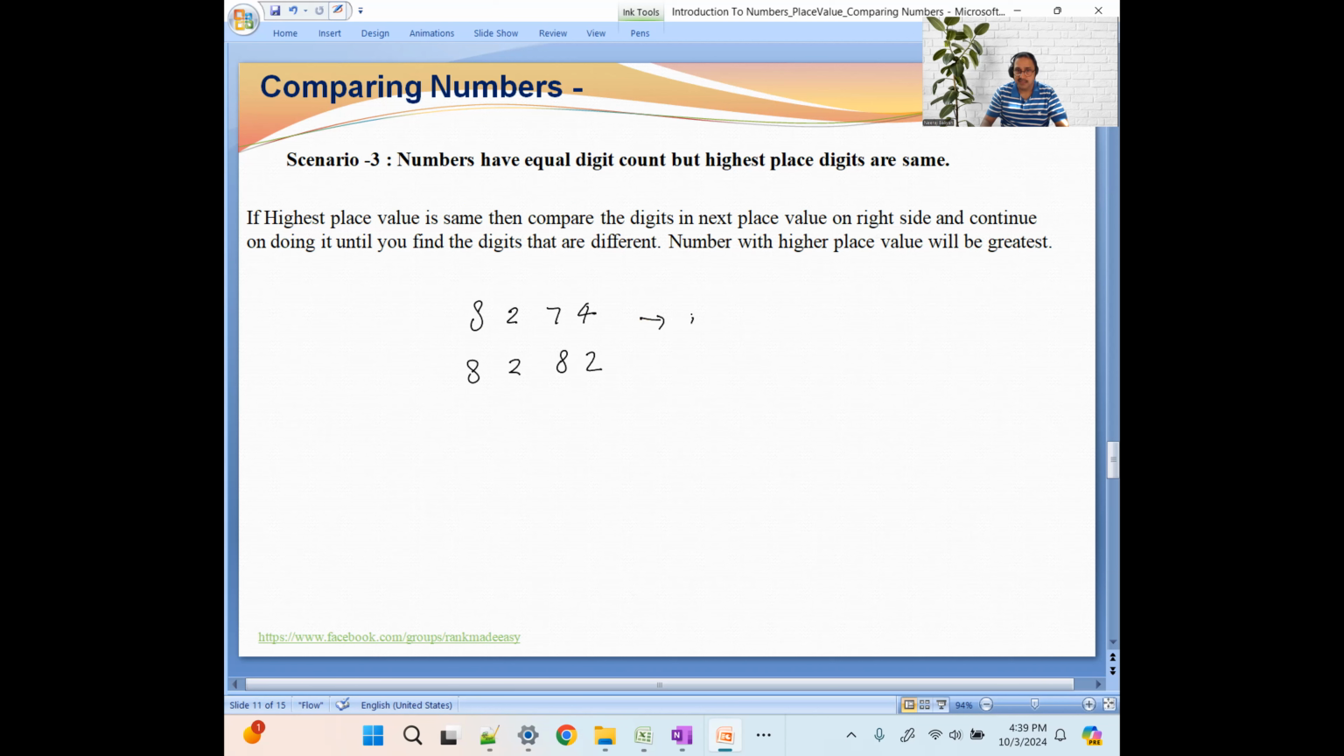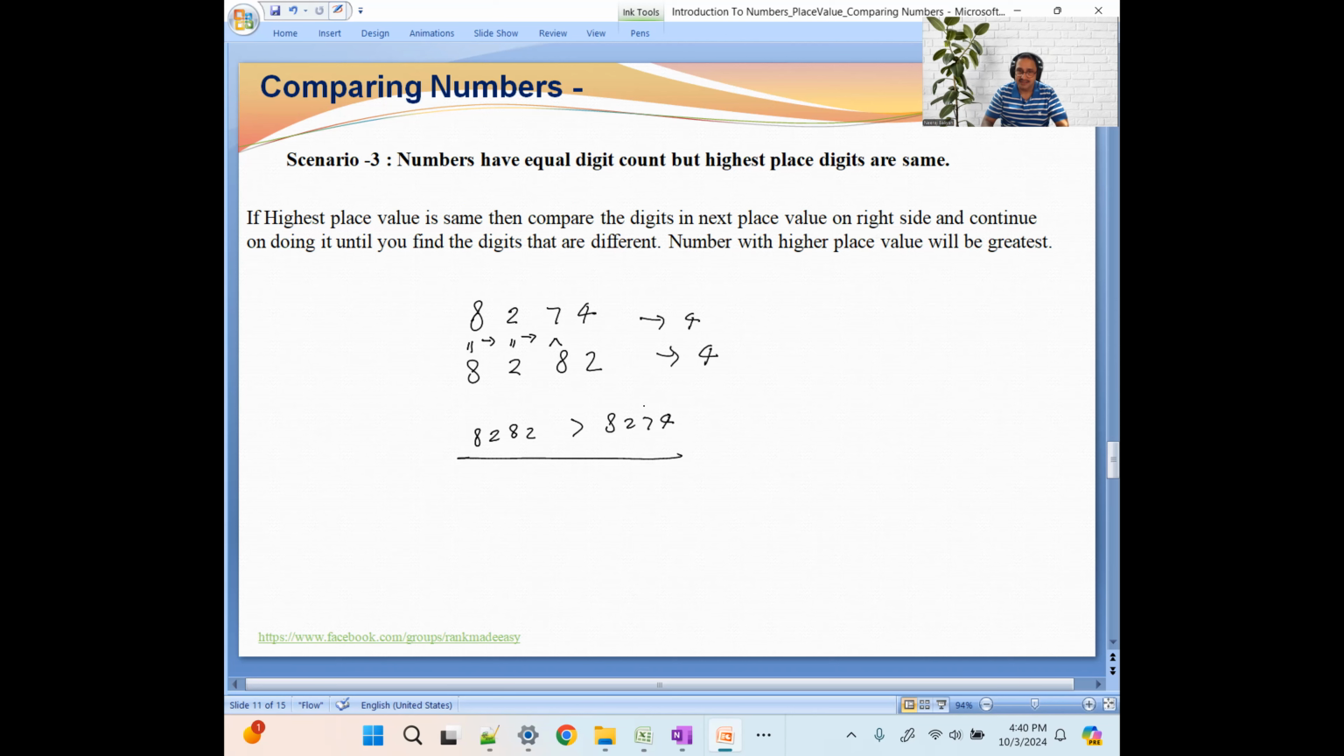Both numbers have the same digit count. What is that? 4. The leftmost digit is the same, 8. The leftmost digit in the first number and second number are the same. Then you have to move towards the right side. What is the next digit in both numbers? 2. It is also the same. Keep moving towards the right side. What is the next digit in the first number? 7. What is the next digit in the second number? 8. Clearly 8 is greater than 7. So the second number, 8282, will be greater than 8274.